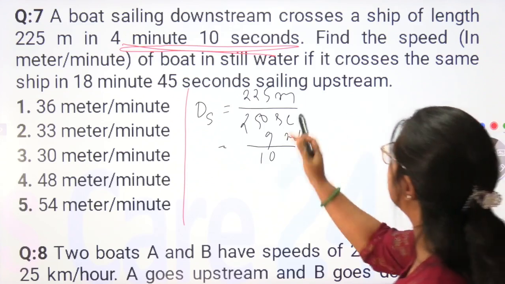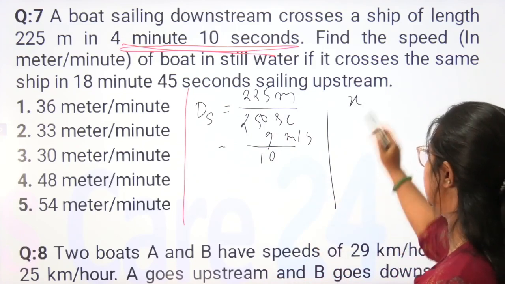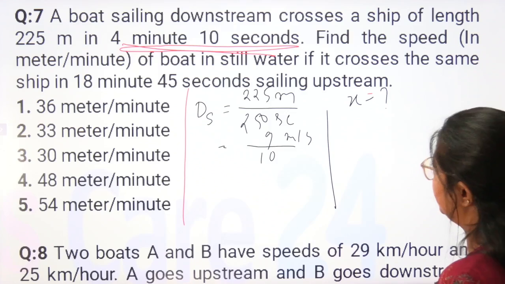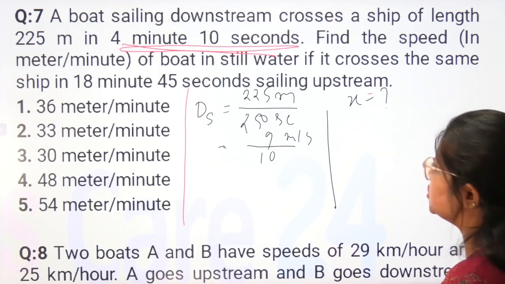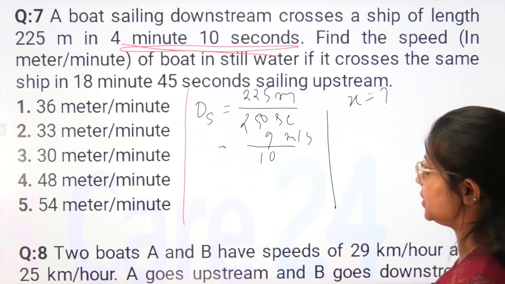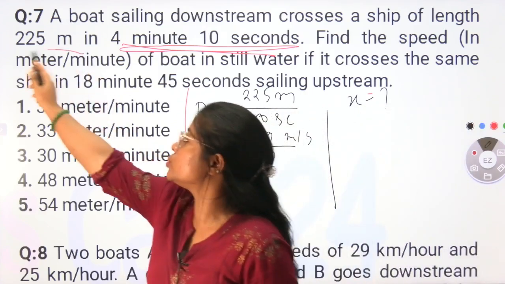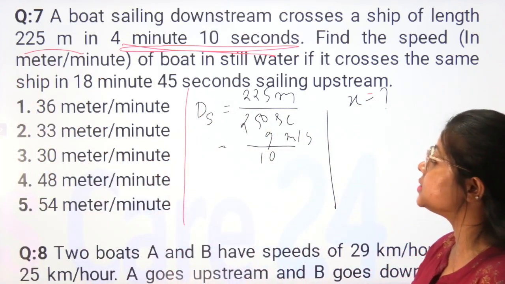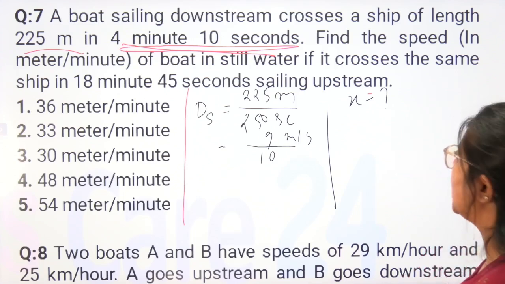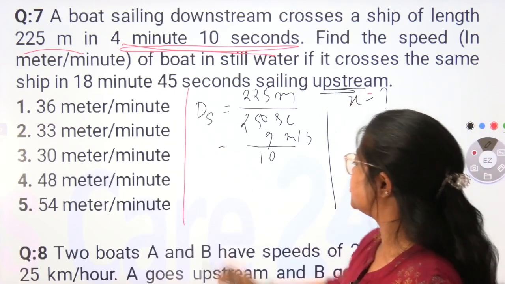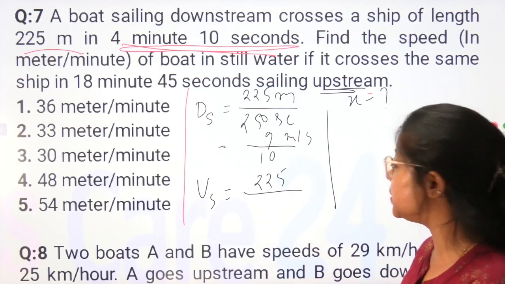What else is given? It crosses a ship of length 225, and we need to find the speed of the boat in still water, so I need to find the value of x. It crosses the same ship, so the length, that is the distance, is the same, 225 meters, and the time is 18 minutes 45 seconds while sailing upstream. So what would the upstream speed be?